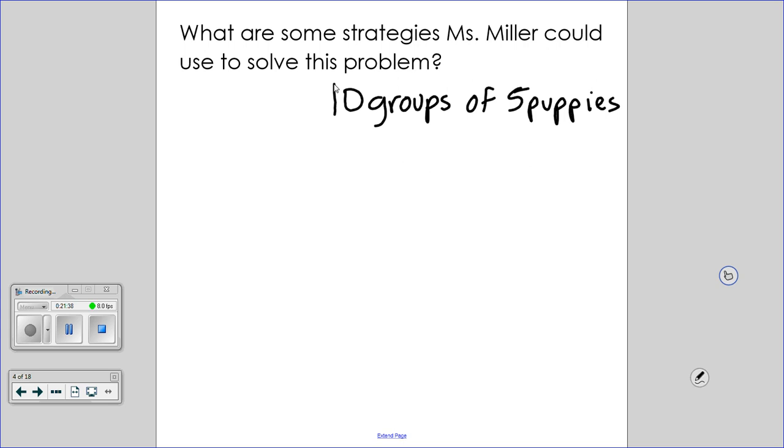If you need to turn the page, this would be a great time to do that, so you can kind of start over. 10 groups of 5 puppies.